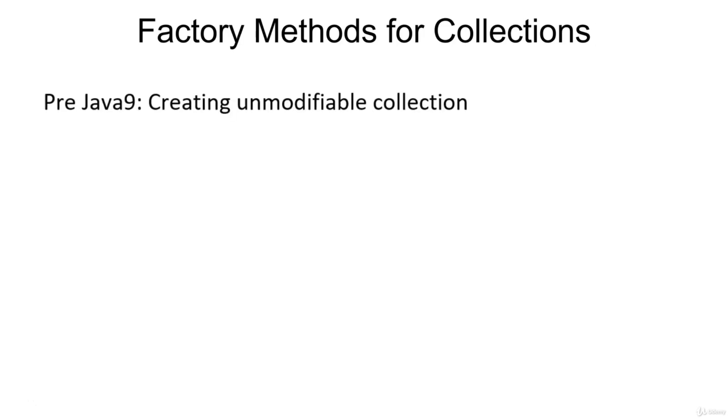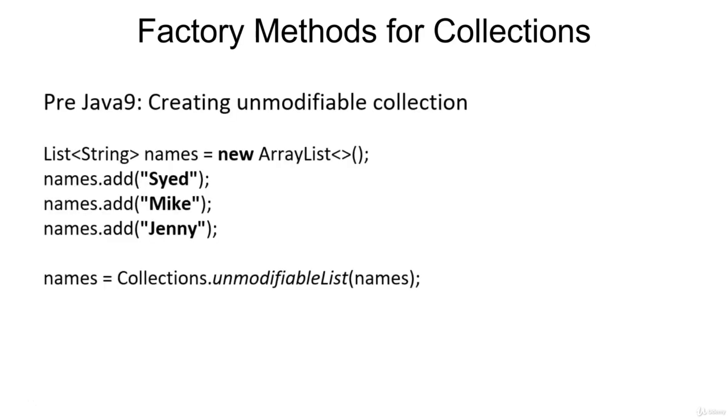In this video, we will look into the new factory methods which were introduced as part of Java 9 for collections. Pre-Java 9, to create unmodifiable collections, you had to call one of the methods which is unmodifiable. For example, I have a list of names equal to new ArrayList, and I added the names. Then when I want to make this list unmodifiable, I have to call Collections.unmodifiableList and names. This is not very intuitive, because you need to remember that there is a method which exists inside Collections in order to make this unmodifiable.